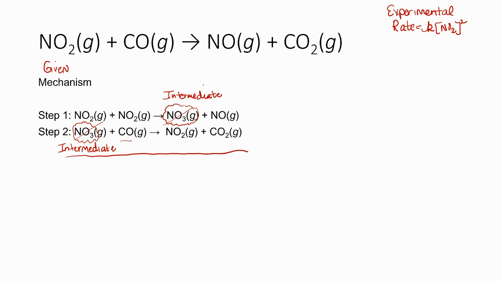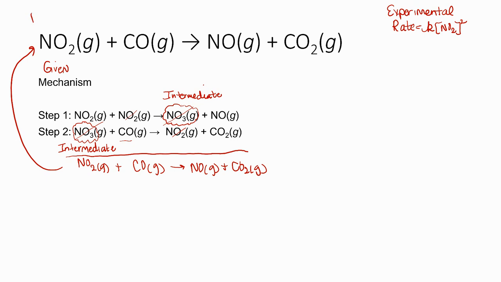So if I notice step one has two NO2s, but do you see how one's a product on this side? So I actually could cancel out the NO2. So my ultimate equation overall is NO2 plus CO to make NO and CO2. So this is the balanced equation.